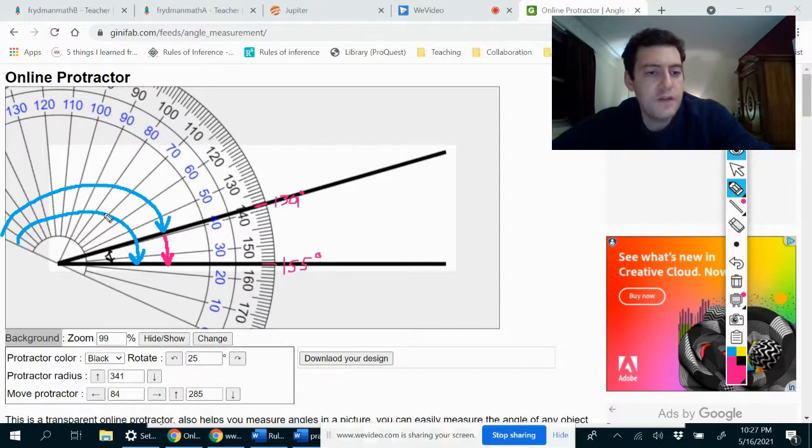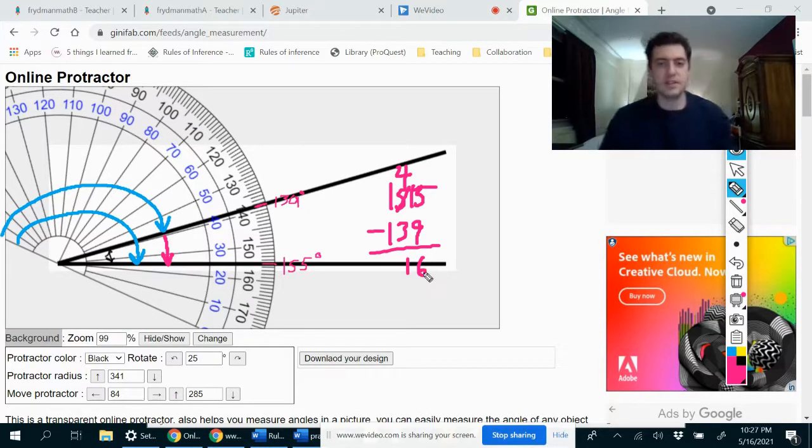It would be 155 minus 139 to figure out what the difference between these two is, right? So we would do 155 minus 139, and I can't take 9 away from 5, borrow from the 5, that becomes a 4, put a 1 next here, 15 minus 9 is 6, 4 minus 3 is 1, 1 minus 1 is nothing. So again, we get 16 degrees, okay? So that's another way we could figure it out.